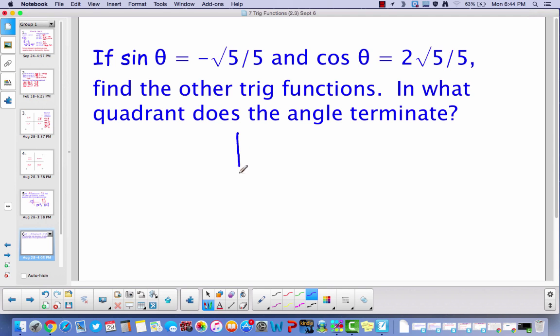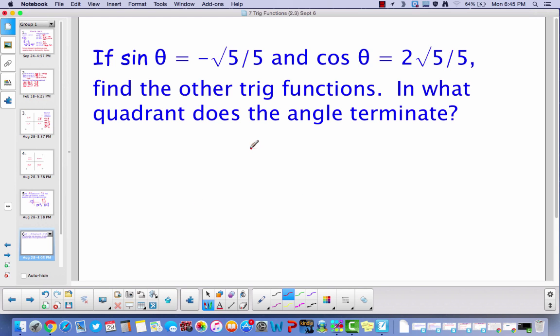All right, so let's figure out what quadrant it's in, because that will tell us positives and negatives. Sine is negative in this quadrant and this quadrant, the third and the fourth quadrants. Cosine is positive in the first and the fourth quadrants. So what quadrant are they both? Is sine negative and cosine positive? It's got to be in the fourth quadrant. That will be important when we're doing some of these other pieces.